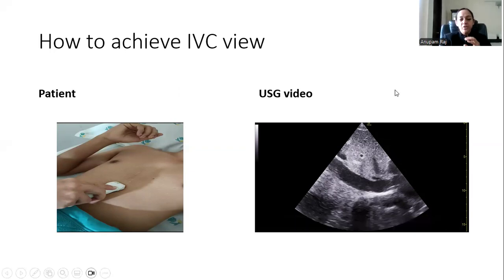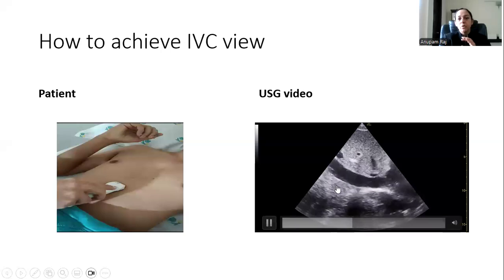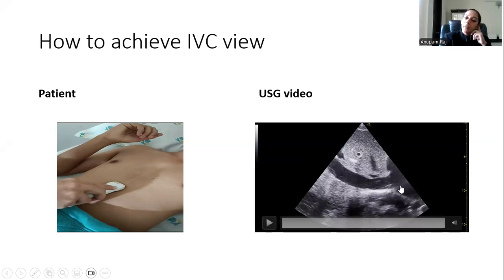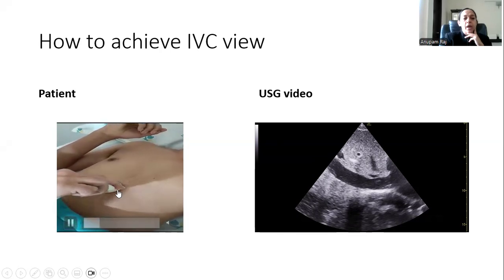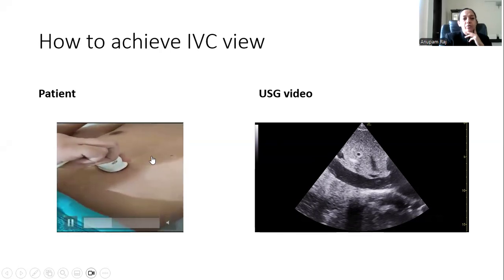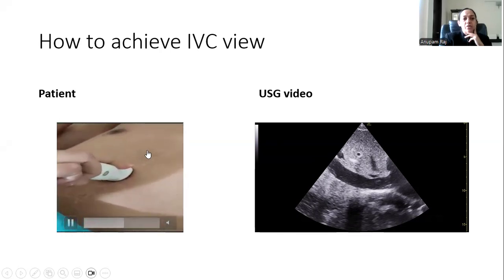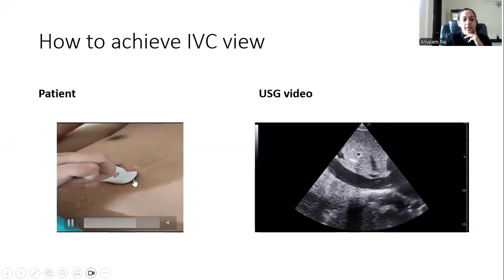The particular image that you're trying to acquire is this, where you are able to see the IVC in longitudinal section. You're able to see the hepatic vein draining into it, and you're able to see both opening up into the right atrium. To get this view, start by getting a subcostal view, and from the 3 o'clock position, move the orientation marker so that it is now facing cranially.